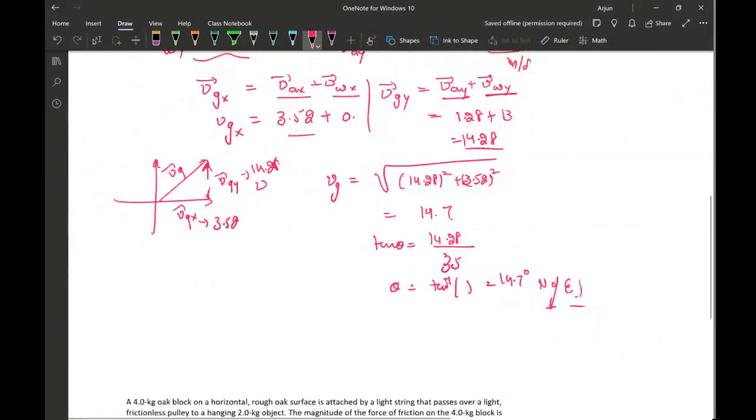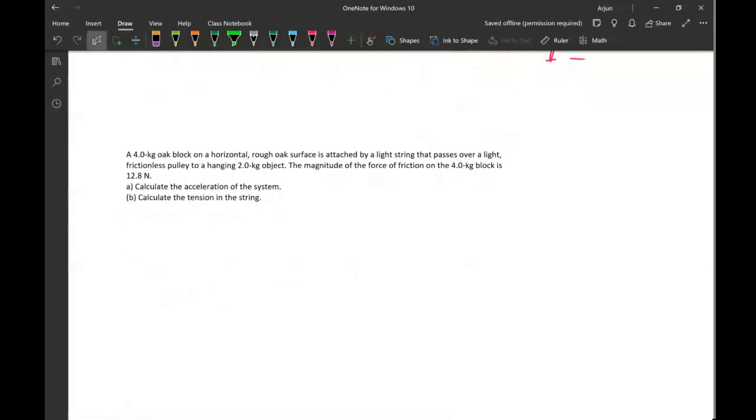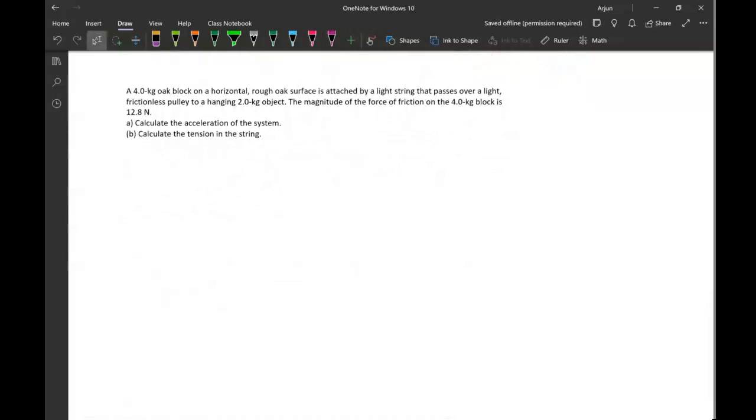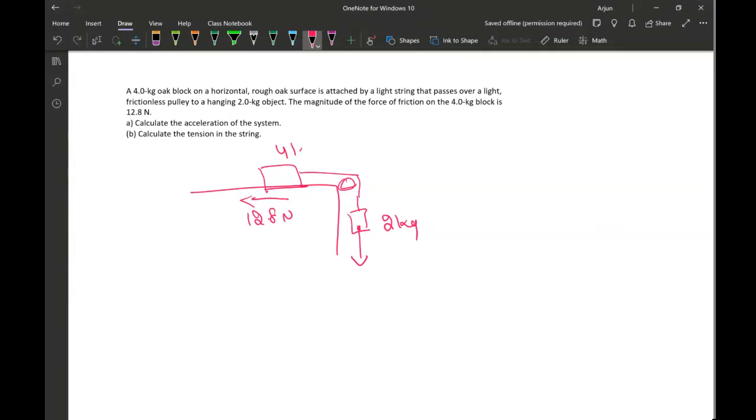So the majority of you got these two questions right, but the third one is where you made mistakes. It is something like this. There is a block here, and there is a frictional force of 12.8 newtons, and then there is another block attached with the help of a pulley, which is trying to move in the downward direction. This is a 2 kg block, this is a 4 kg block. I'm going to place it on a horizontal surface like this. This one is the Fg, which is a forward force in this case, and the frictional force will be here, which is a backward force.